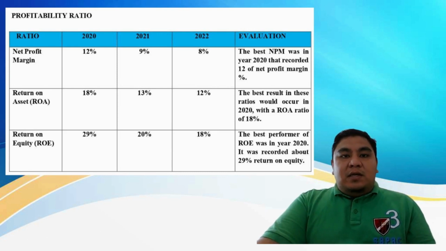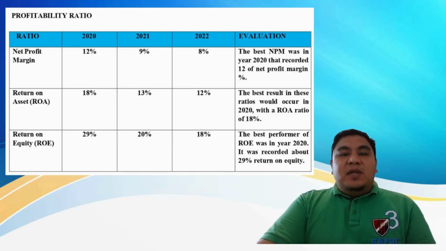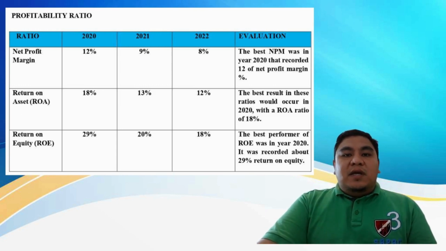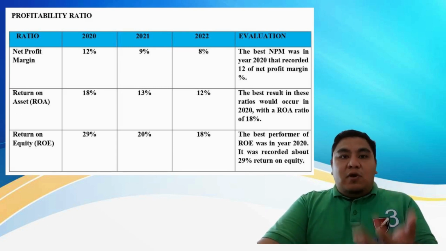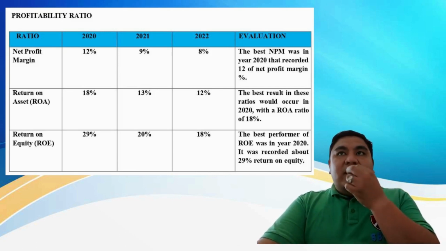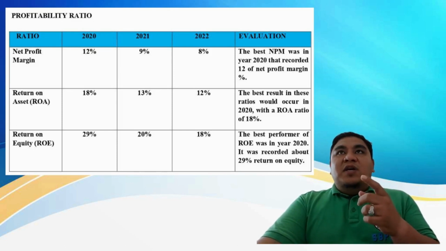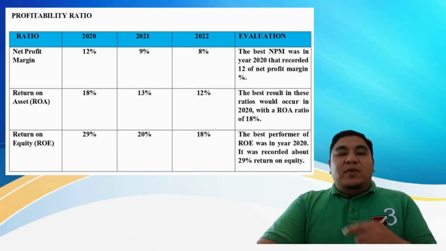Okay. Then return on asset, or ROA. What is ROA? Return on asset is a profitability ratio that shows how much profit a company can generate from its assets. In other words, ROA measures how efficient a company's management is in earning a profit from its economic resources or assets on its balance sheet. ROA also has a formula. The formula is ROA equals net income divided by total assets.